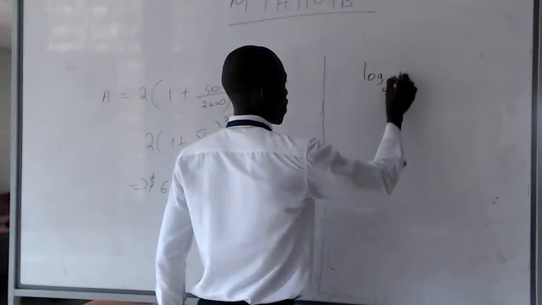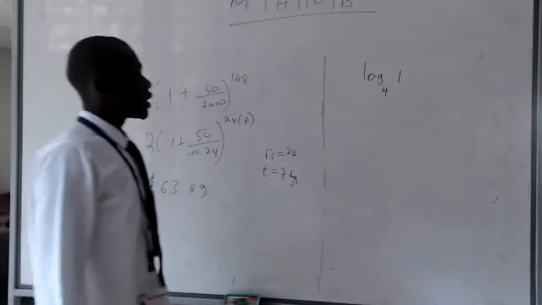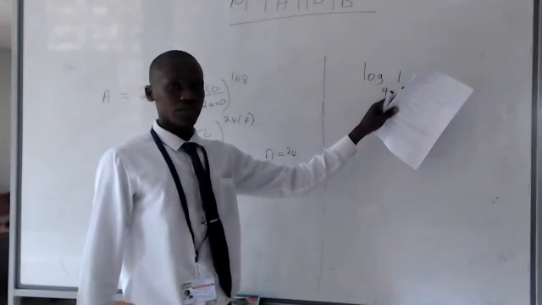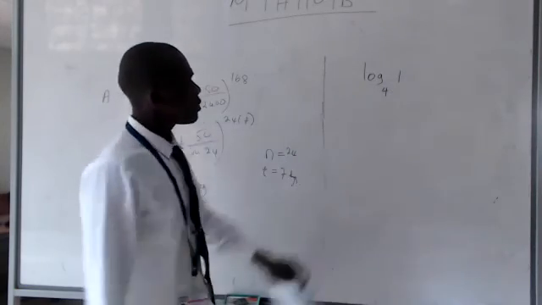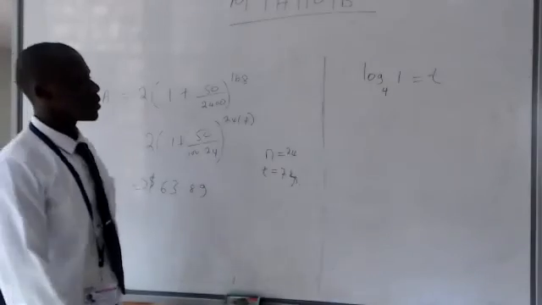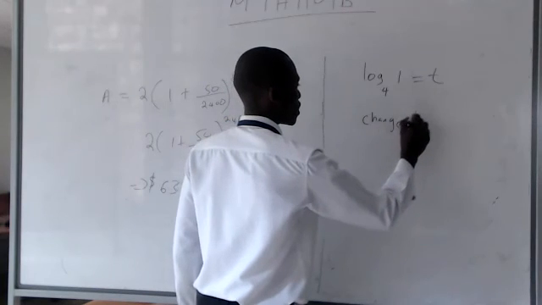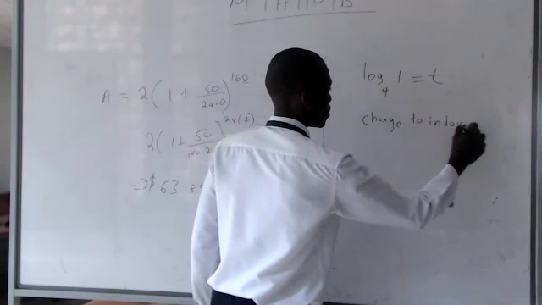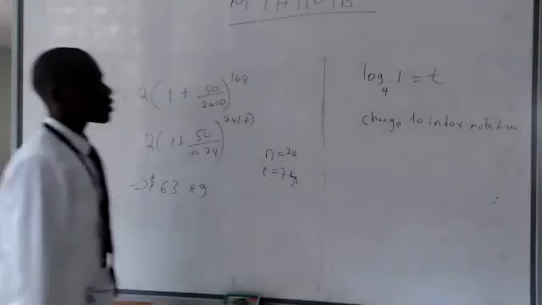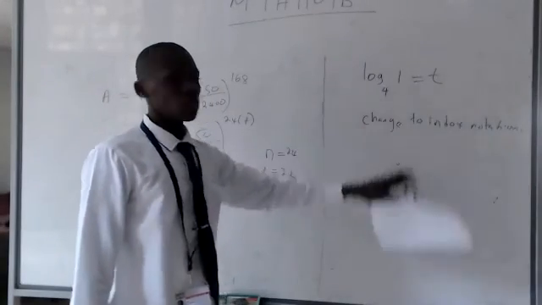Log to base 4 of 1. Express this to 4 decimal places. You cannot access a calculator which computes logs to base 4, so here you need to change the base. Start by letting this be anything. Let it be t. That is the first step. So t is this guy. Now change to index notation. When you have log of 1 to base 4 is t, how would you change this to index notation? What would you obtain?